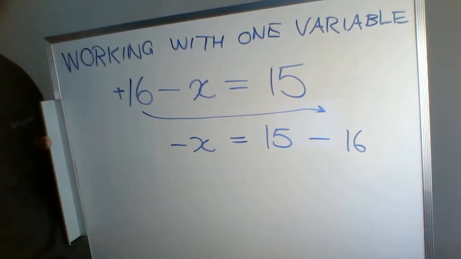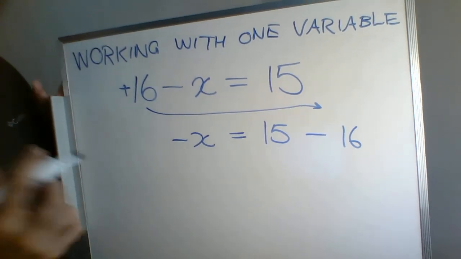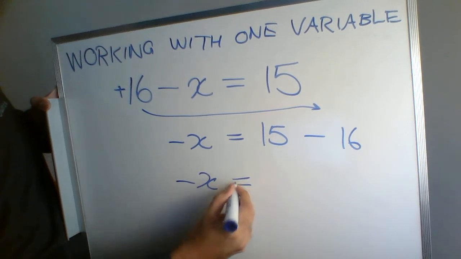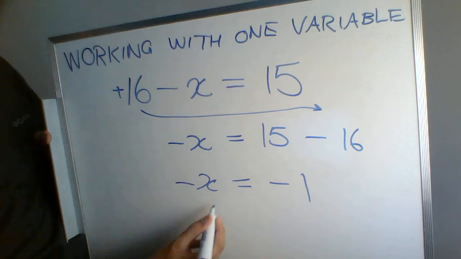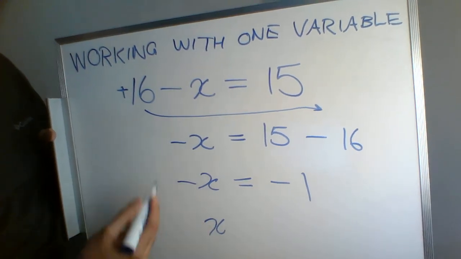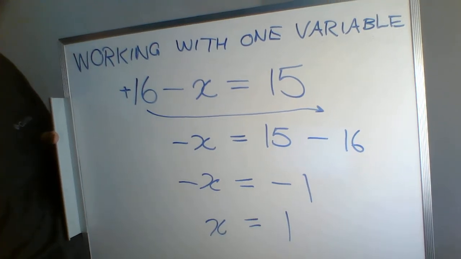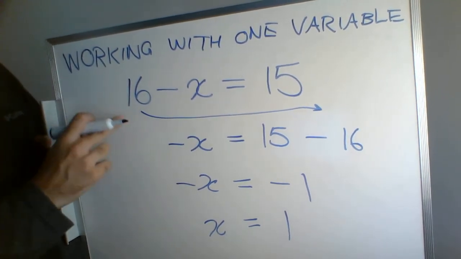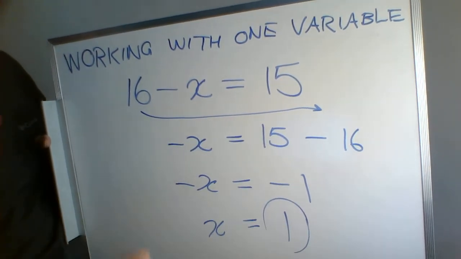You could throw the 16 over to the other side, or we'll do it all the ways that we could think about it. So we would get negative x here, and then 15 minus 16 is going to be negative 1. These negative signs will cancel each other out. Basically you're dividing by negative 1 or multiplying by negative 1, and you would be left with x is equal to 1, which is pretty clear from what we started with. 16 minus what number equals 15? It's got to be 1, right?